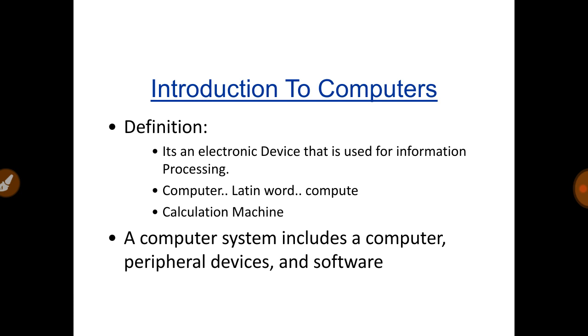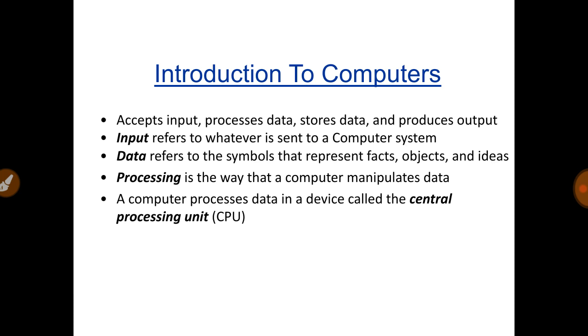The word computer is derived from the Latin word compute, which means calculations. A computer is basically a calculation machine. A computer system includes a computer and peripheral devices. It means a computer is not a single machine; it is a collection of devices like input devices and output devices.